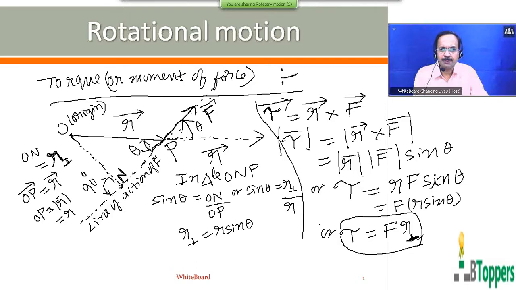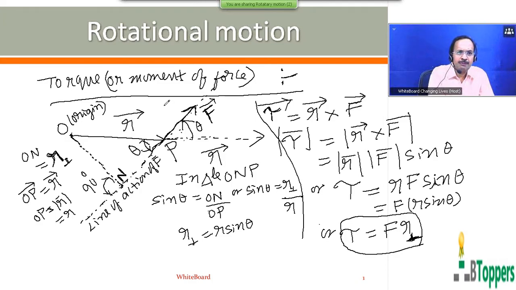So the turning effect produced by a force, in general, in practice, it is a common observation that the turning effect produced by a force on a body which is capable of rotation about a fixed axis will depend on the magnitude of the force applied and also depends on the perpendicular distance between the line of action of the force and the origin O. You can also express the magnitude of the torque in another way.